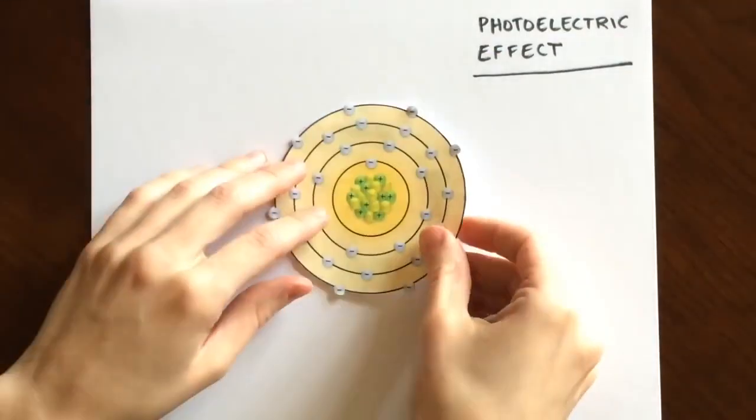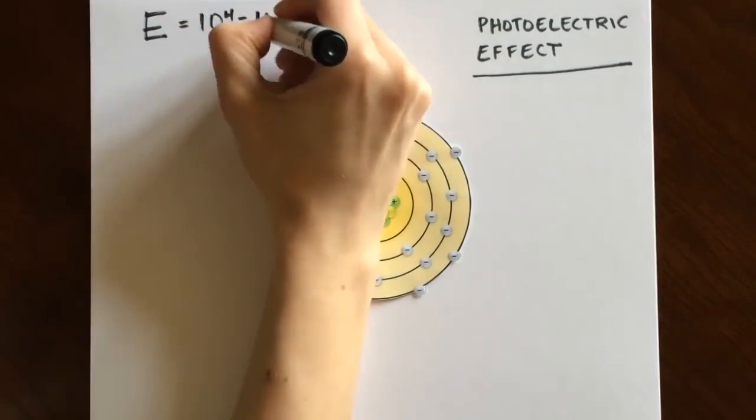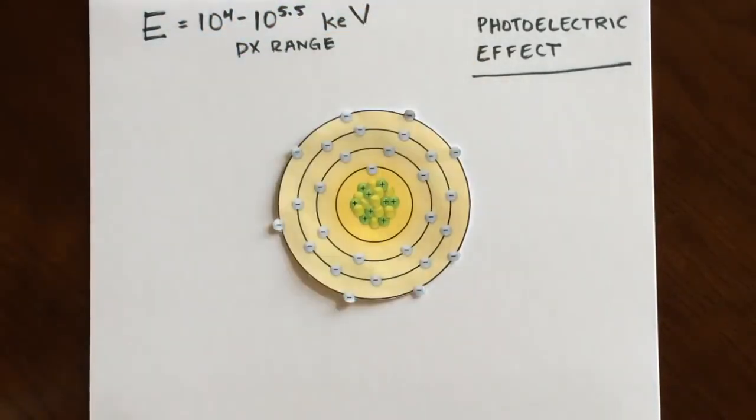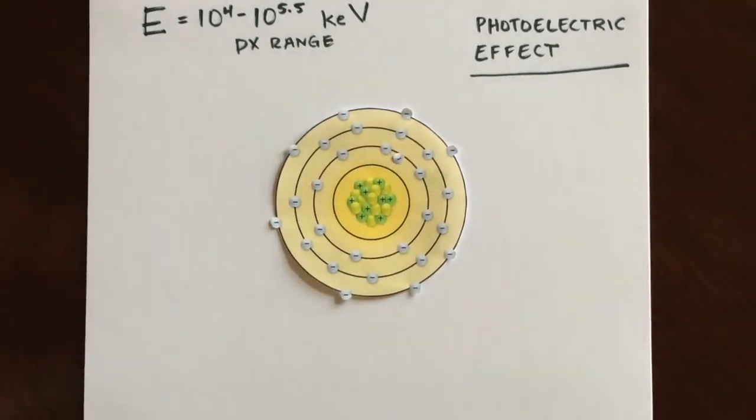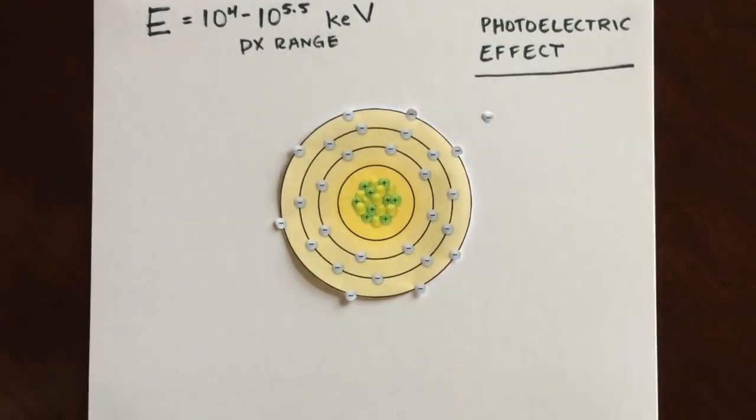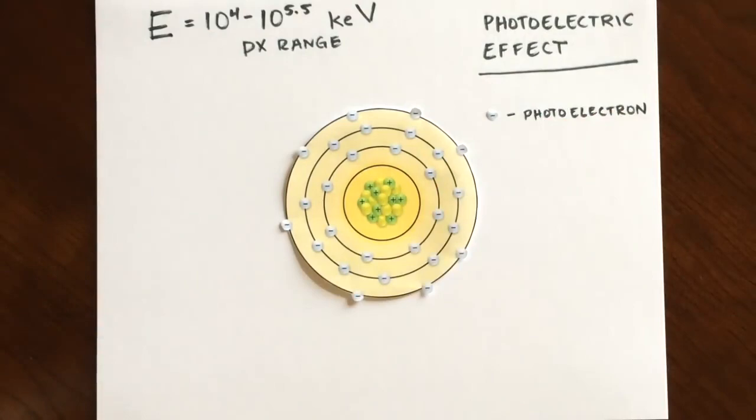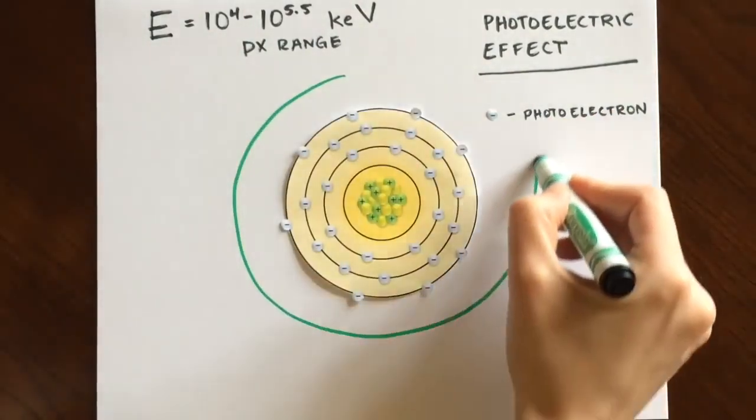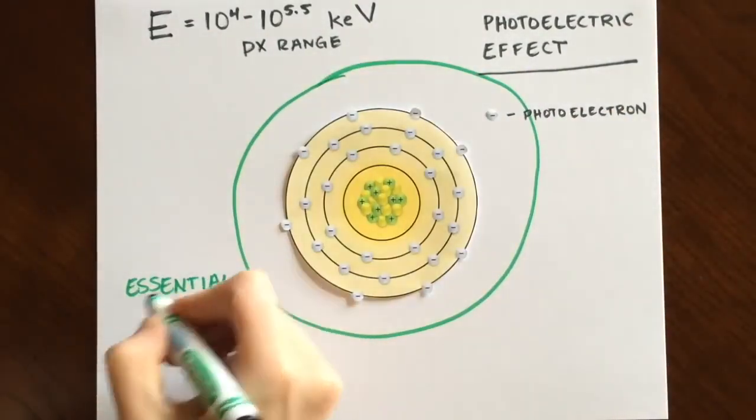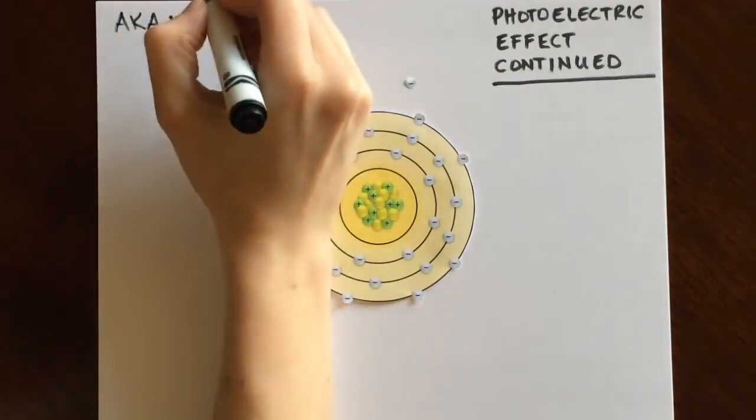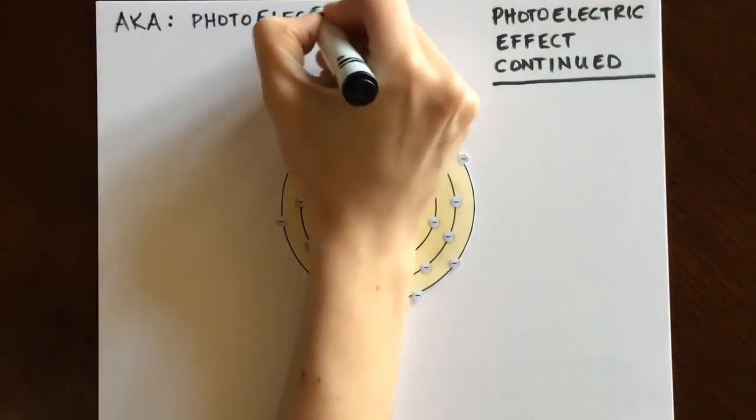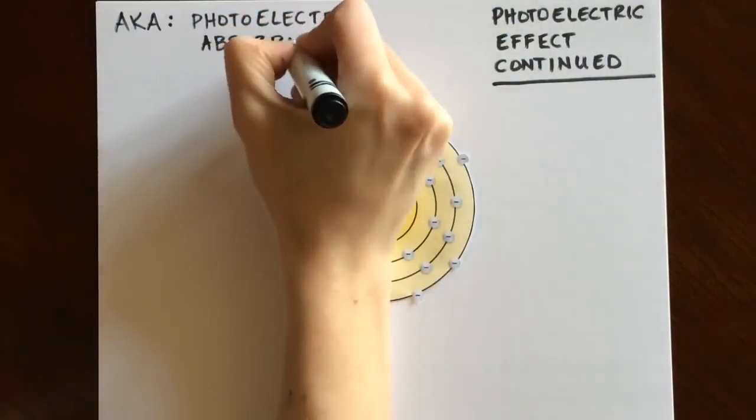In the photoelectric effect, which also occurs in the diagnostic energy range, an X-ray photon interacts with an inner shell electron and completely disappears, causing the electron to be ionized. This electron is now called the photoelectron. This interaction is essential for diagnostic radiology, and we will discuss why later in the video. These interactions may also be referred to as photoelectric absorption, since the photon is completely absorbed.